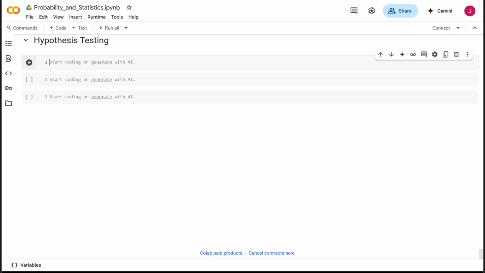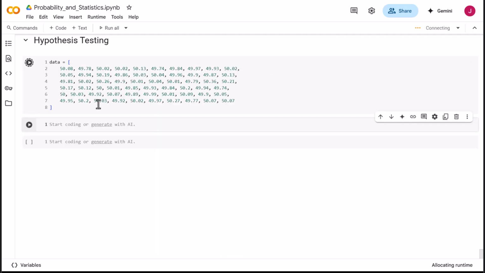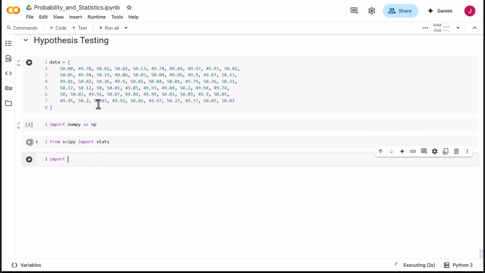All right, so let's move to Python coding. We want to try the data set of metal cylinder diameter. I will copy and paste the data here. So this is our data. And for working with this data, we need to import NumPy. Then from SciPy, we need to import stats. And also for plotting, we're going to import Matplotlib as plt.